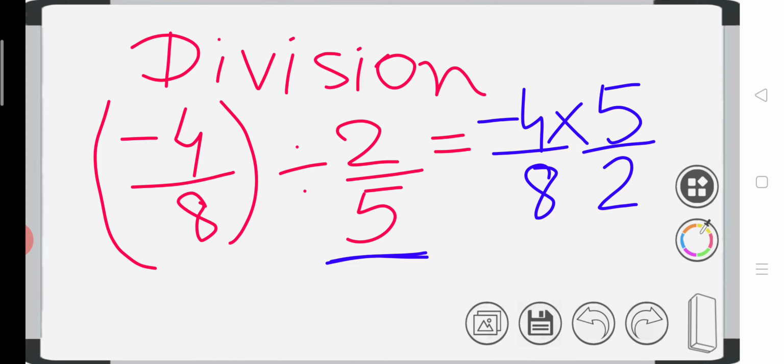Why do we take the reciprocal of this 2 by 5? You know that division is the reciprocal of multiplication. So we change the sign of division into multiplication and take the reciprocal of the second term. You should remember that we take the reciprocal of the second term.